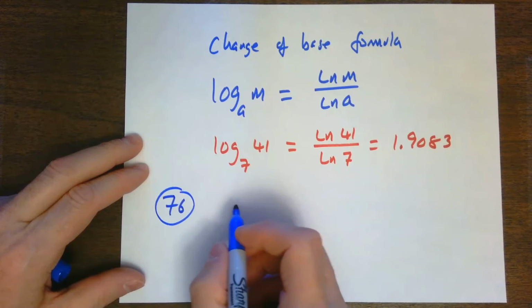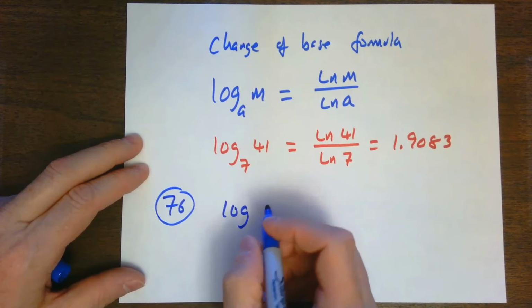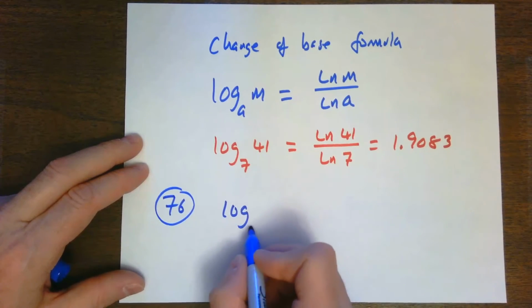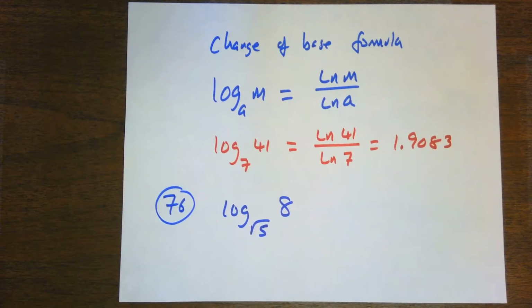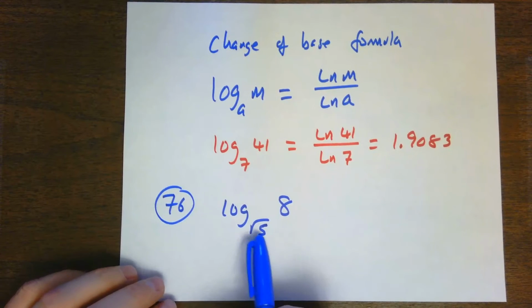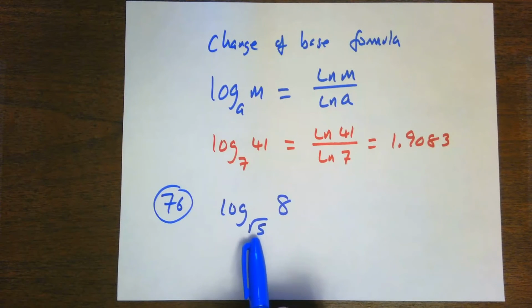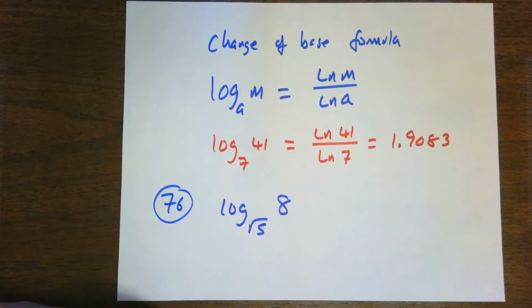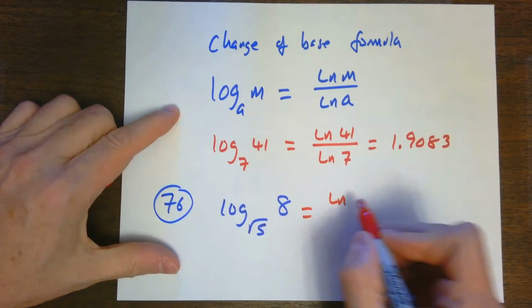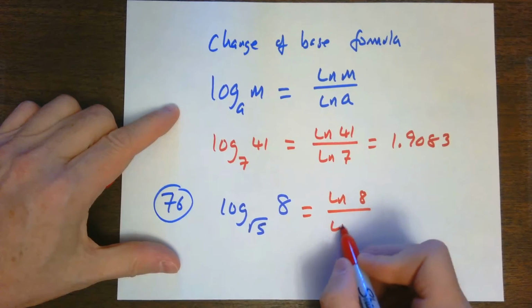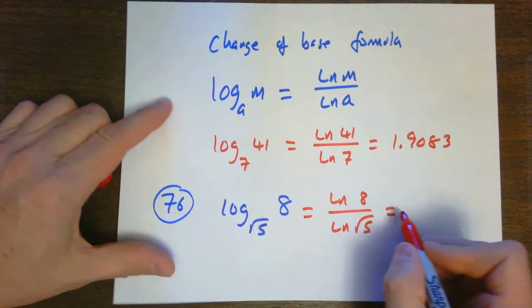76 is a weird one. It says the log base square root of 5 of 8. Log the base of the square root of 5. Now, what a horrible, awful base that is, the square root of 5. Well, I know that I can rewrite it as the natural log of 8 divided by the natural log of the square root of 5.